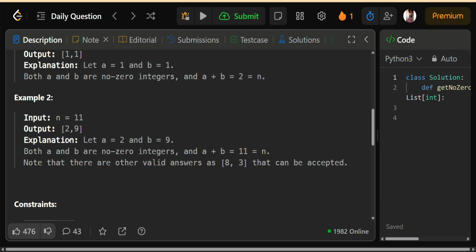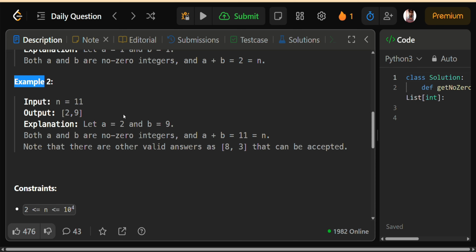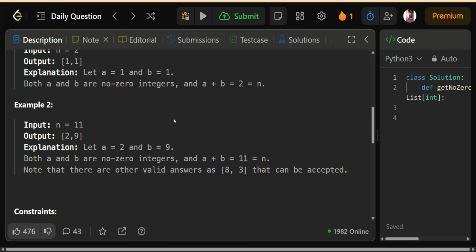Let's take one of the examples to understand this better. Suppose n equals 11. If we directly split it into 1 and 10, the sum is correct, but 10 contains a 0, which is not allowed. So this is an invalid pair. Instead, we can take 2 and 9. Both numbers don't have any zeros in them, and they sum up to 11. Perfect. Similarly, another valid solution would be 8 and 3. So, multiple answers are possible, and any of them is acceptable. This tells us that the main challenge is not just about summing up to n, but making sure neither of the numbers has a 0.